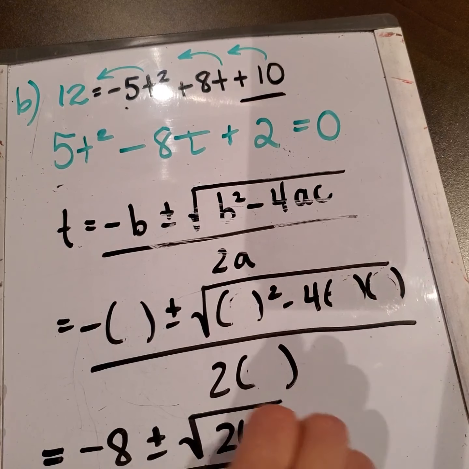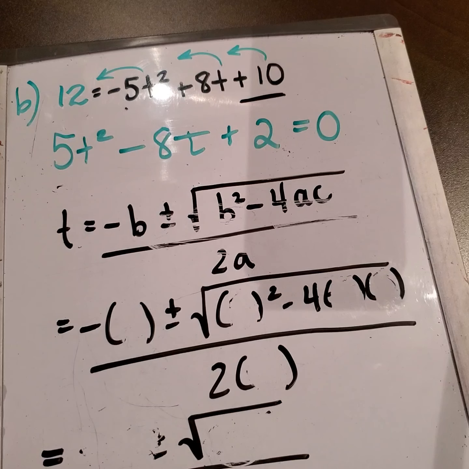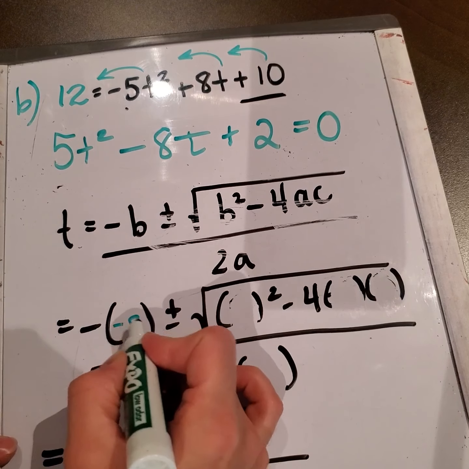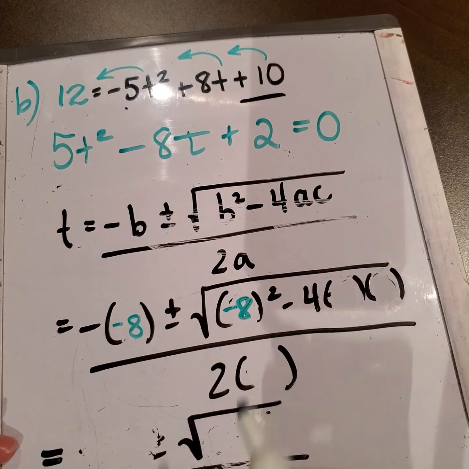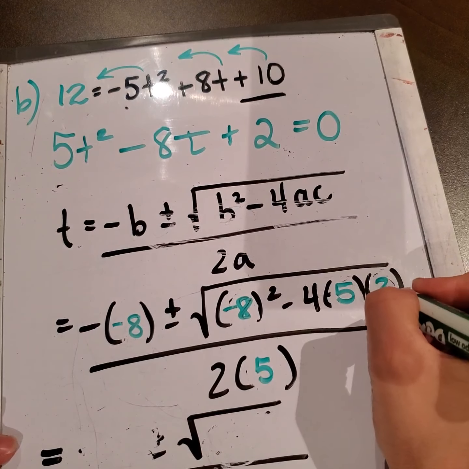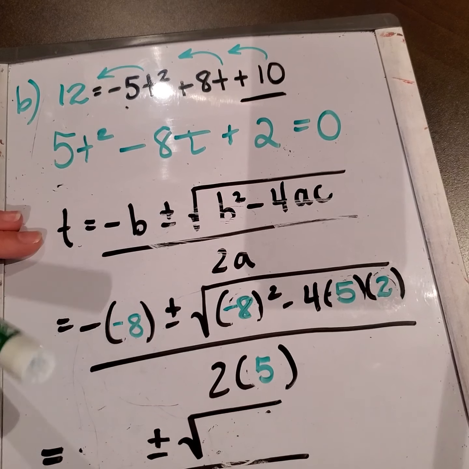All right, and that, and that, and that. Okay, I probably could have just erased and started from scratch, but whatever. Okay, so this time B is -8, and A is 5, and C is 2. Okay, and remember, write the formula down.